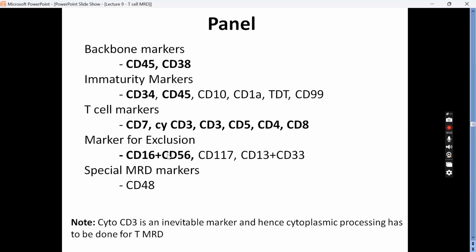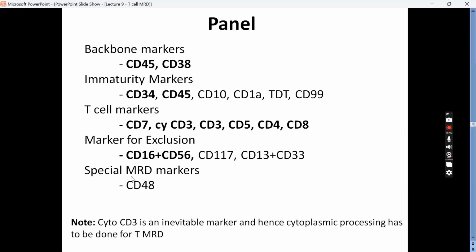Okay. So though I say use so many markers of immaturity, I may not be using all these markers in my T cell MRD panel. Of course, I will use all these in the diagnostic panel, but not in the MRD panel. The reason is the stability of the markers. Because at diagnosis, the blast is almost newly there. It has not undergone any stress or any attack by chemotherapy, so it expresses all the antigens present on it.